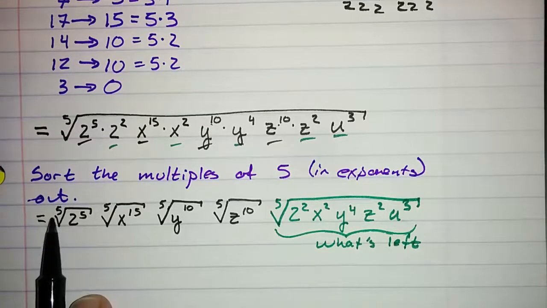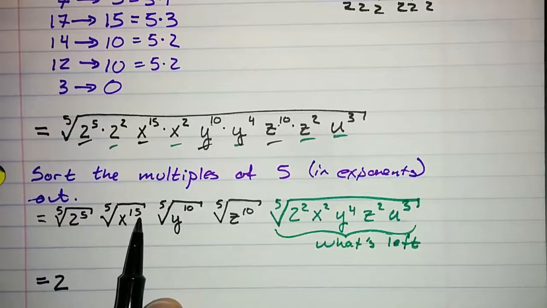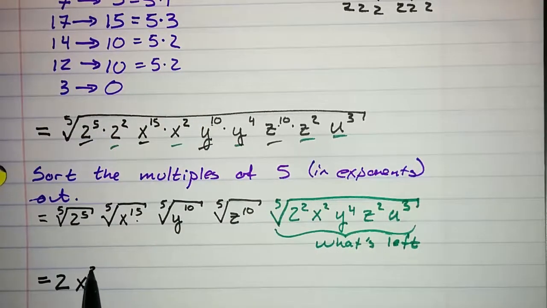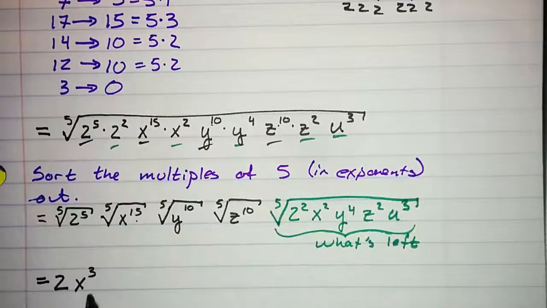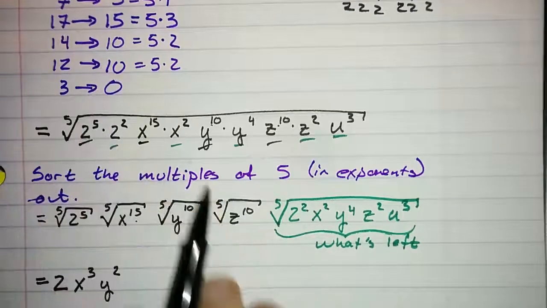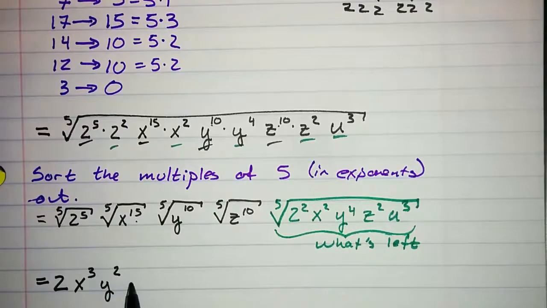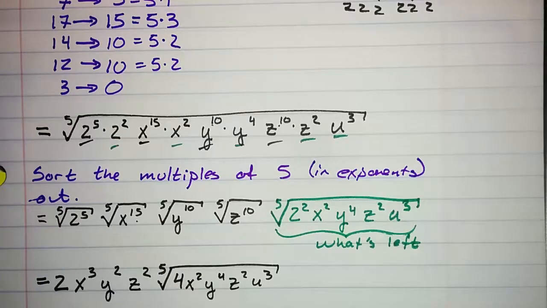This is going to be the radical part in my answer. So now the fifth root of 2 to the 5th, of course, is going to be 2. The fifth root of x to the 15th, 15 was 5 times 3, so this is going to be x to the 3rd. The fifth root of y to the 10th, 10 was 5 times 2, so this is going to be y squared. The fifth root of z to the 10th, 10 was 5 times 2, so this is going to be z squared. And then I'm just going to copy what's left, except 2 squared, that's 4. And that's what we get when we simplify this.